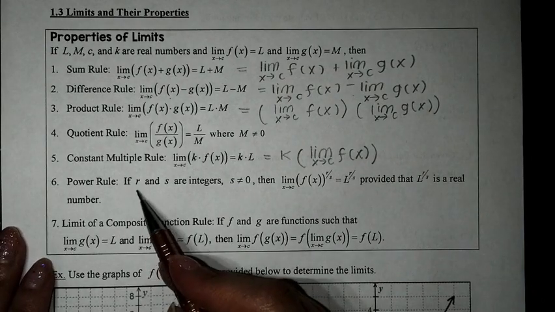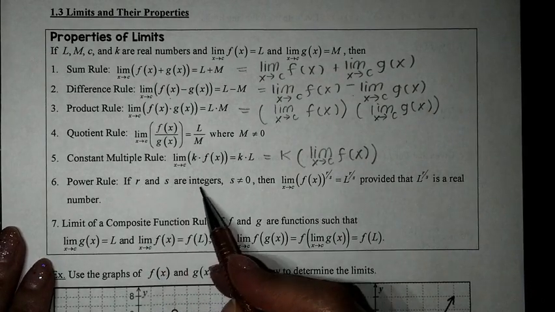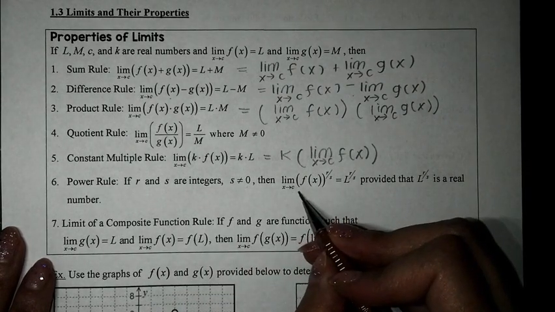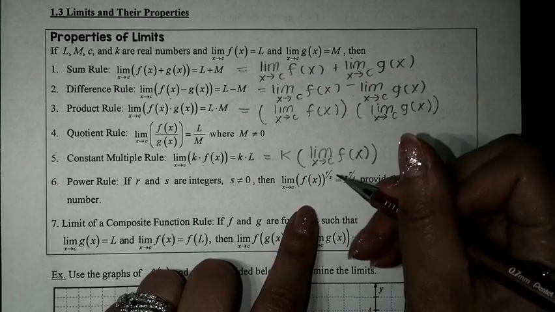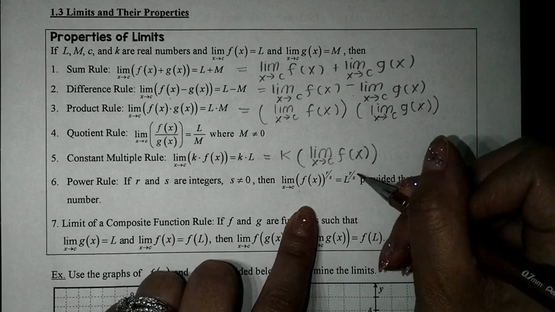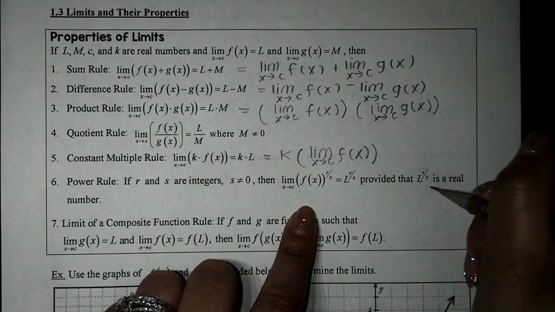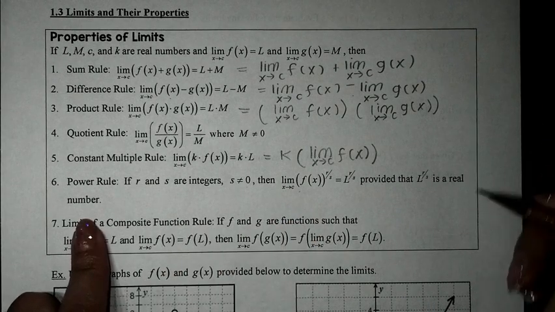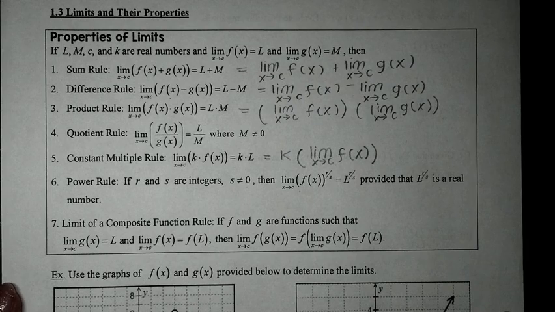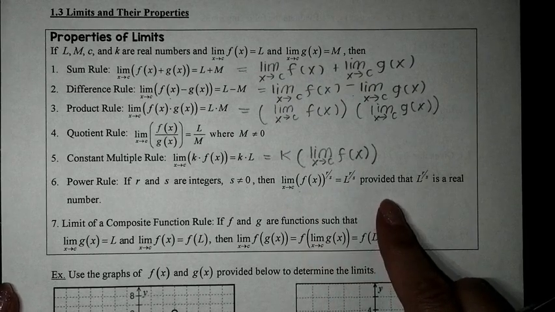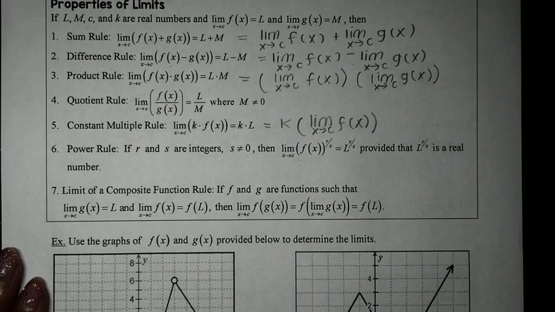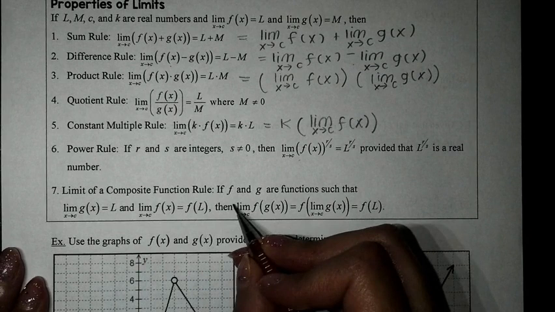Now, the power rule: if you have r and s integers with s different than 0, then the limit as x approaches c of f(x) to the power of r divided by s is going to be equal to L to the power of r divided by s, given that this is a real number. If it's not a real number, that's game over. Please remember that in Calculus 1, 2, and 3 we're always going to be working in the real number plane.